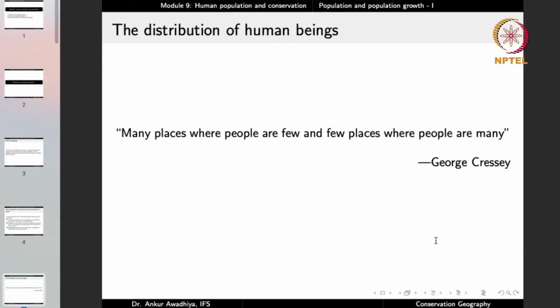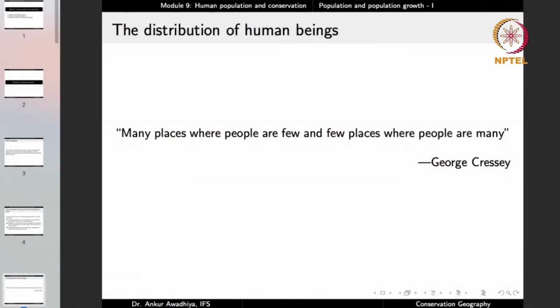Now, if we talk about the distribution of human beings on this planet, it can be summarized by this statement. There are many places where people are few and few places where people are many. Meaning that the distribution of human beings on this planet is not uniform. There are a large number of places where the humans are few in number, meaning that they have a less population density. These are especially those areas that have extreme conditions, things like deserts or ice caps or very dense forests. So in those areas, the humans are few.